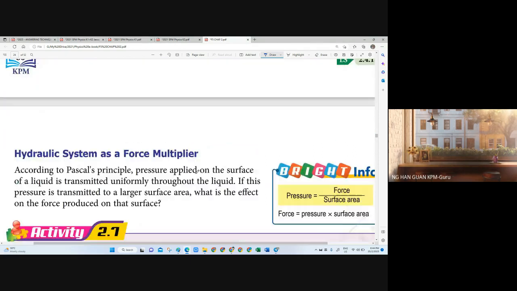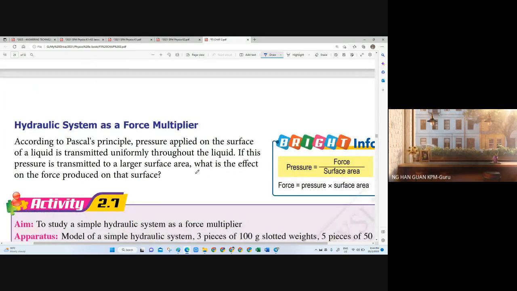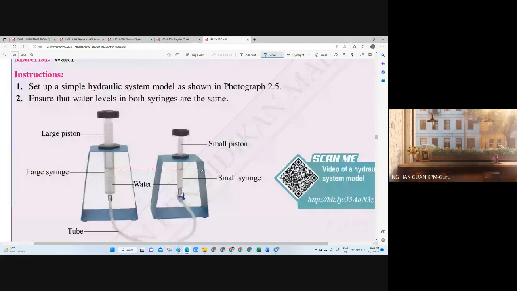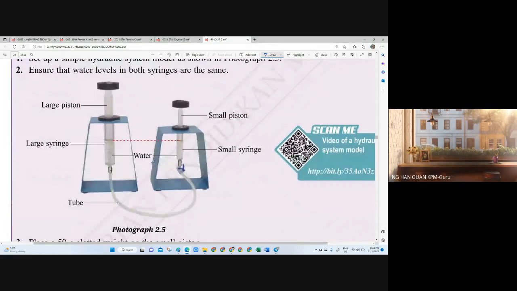It is the pressure applied, not the pressure due to the depth of the water or the fluid itself. It's pressure added into the system. All right, so we have the hydraulic system here.